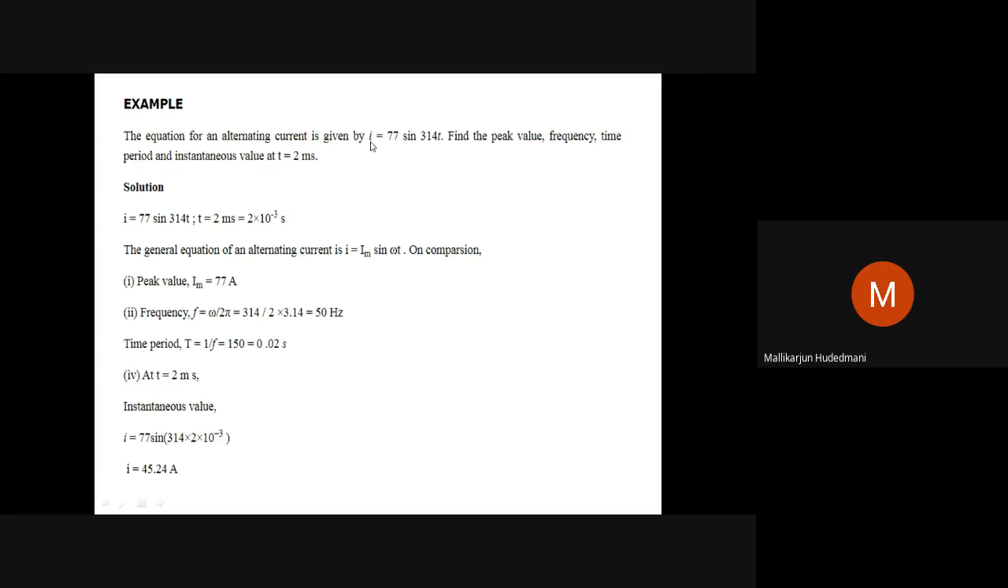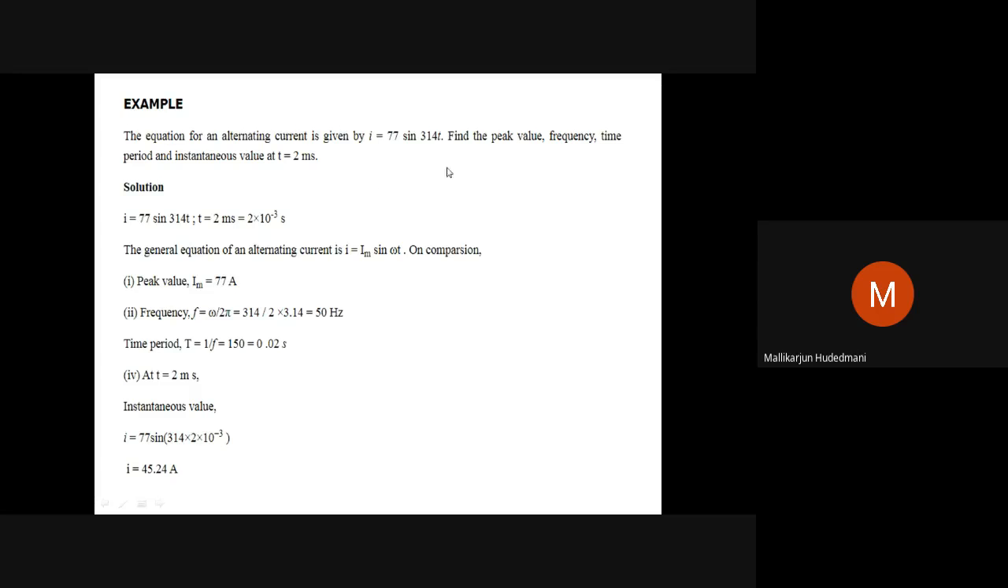A quantity is represented by I equal to 77 sin 314t, a sinusoidally varying quantity. Here omega is the angular velocity, omega t, in radians per second. So it is 314t. A simple example: find the peak value, frequency, time period, and instantaneous value at 2 milliseconds. That is the question.